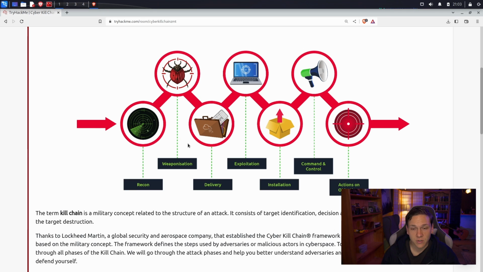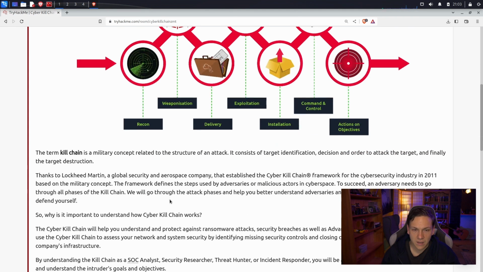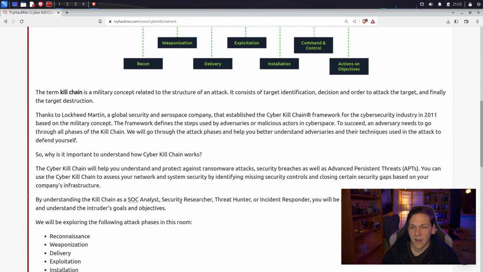The term kill chain is a military concept related to the structure of an attack. It consists of target identification, decision and order to attack the target, and finally the target destruction. Thanks to Lockheed Martin, a global security and aerospace company, which established the cyber kill chain framework for the cybersecurity industry in 2011 based on the military concept. The framework defines the steps used by adversaries or malicious actors in cyberspace. To succeed, an adversary needs to go through all phases of the kill chain.